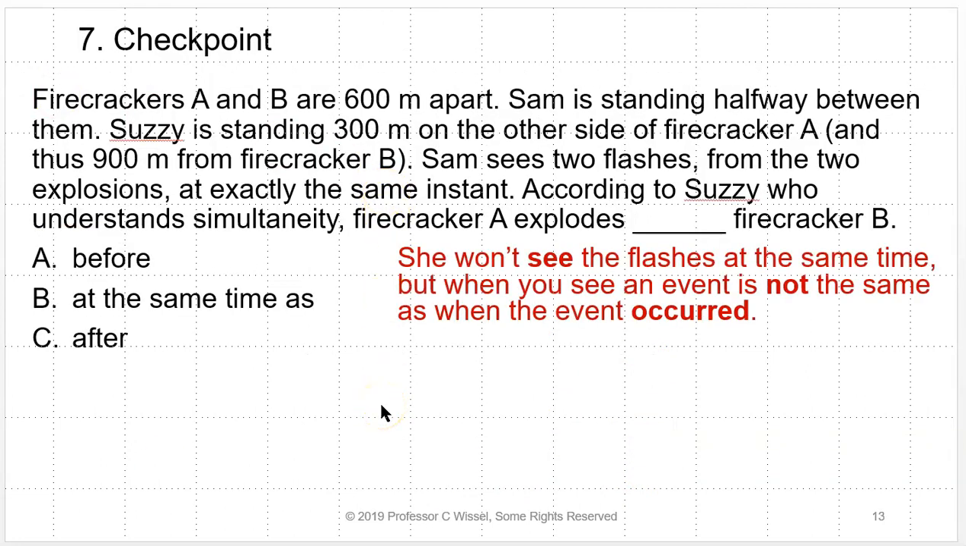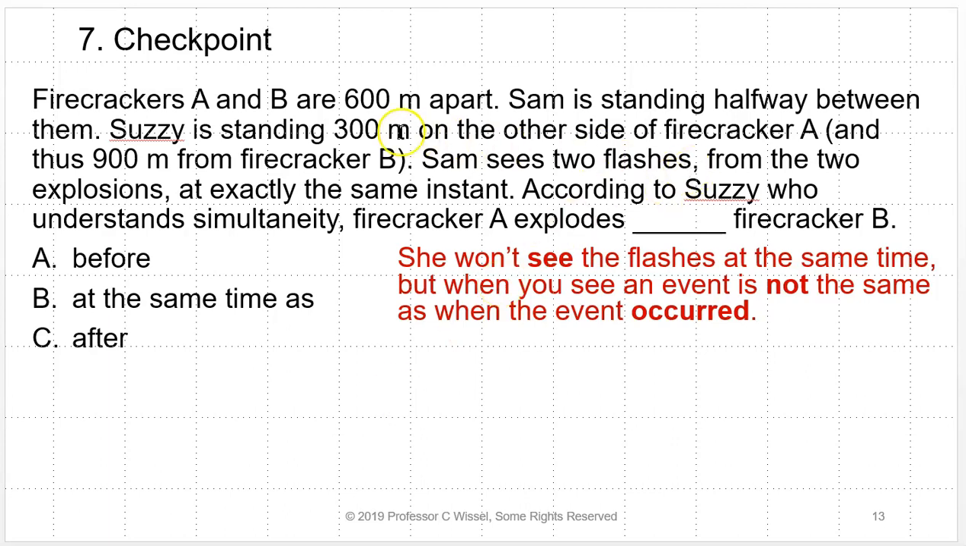Firecrackers A and B are 600 meters apart. Sam is standing halfway between them. Susie is standing 300 meters on the other side of firecracker A, so she's 300 meters away from firecracker A, and she's 900 meters away from firecracker B. Sam sees 2 flashes from the 2 explosions at exactly the same instant. According to Susie, who understands simultaneity, does firecracker A explode before, at the same time, or after? Now, she doesn't see the flashes at the same time, but when you see an event, it's not the same time as when the event occurred.